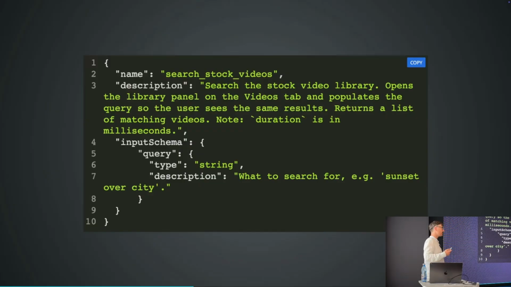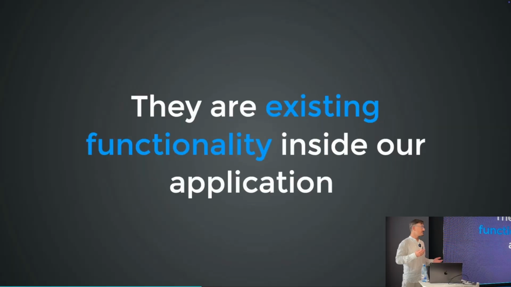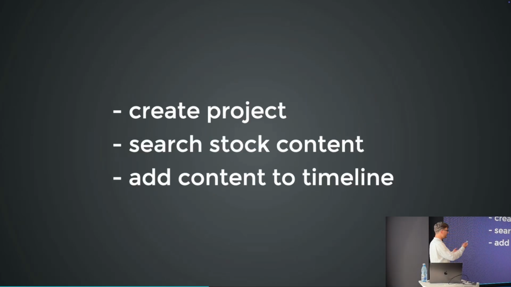And the best part with our applications, with our web apps, is that we already have these tools. We don't need to re-implement everything. The user does this already. When you say create a new project, the user is able to do that. So you already have the code in your app that does this. When I say search for stock content, the user is able to do that. So you have the code that does that. You just have to expose it like this. So all these examples are functionality that exists in our apps, and you can expose them as tools.